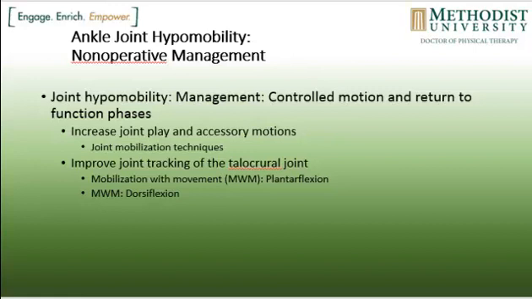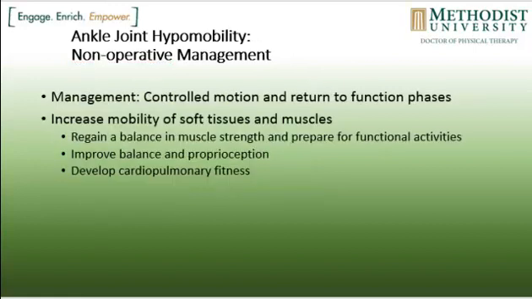You may be able to perform mobilization with movement into dorsiflexion for a talocrural joint, and also work the MTP joint. Realize that the patient needs at least 60 degrees of big toe extension at that MTP joint for normal gait. You want to continue also to work normal strengthening to ensure that they regain their balance, work proprioceptive exercises, and develop cardiopulmonary fitness.